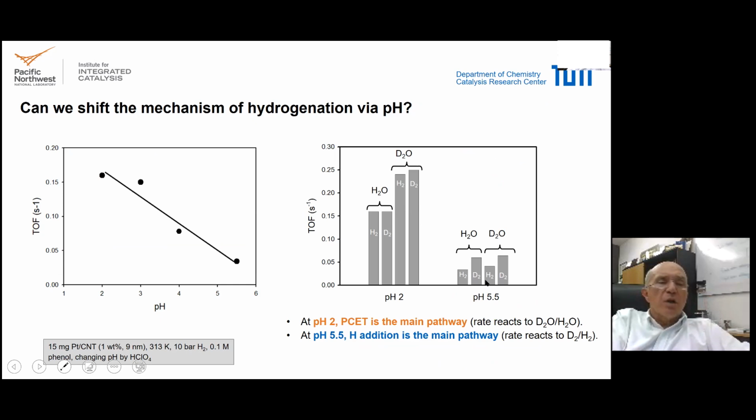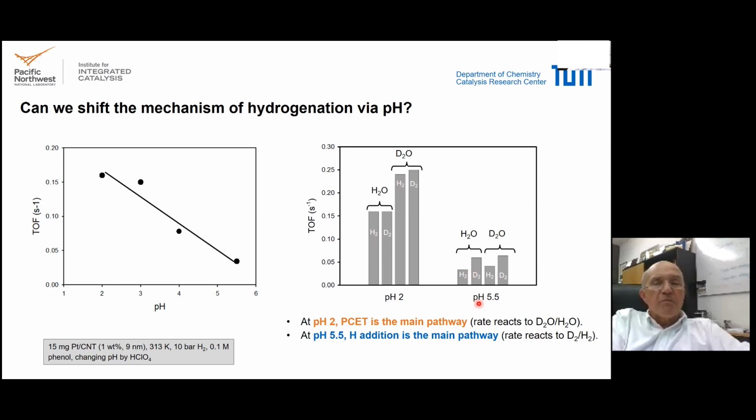That's why we turned to platinum on carbon nanotubes, and we change from pH 2 to pH 5.5. And we clearly see at pH 2, there is no impact whether I'm using hydrogen or deuterium in order to run the reaction. But there is a huge impact between deuterium oxide and water. So this is a situation where a proton coupled electron transfer dominates.